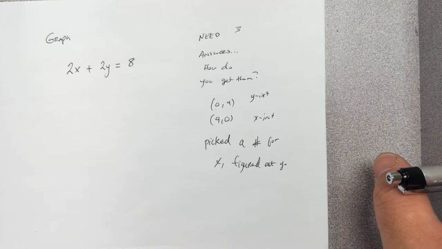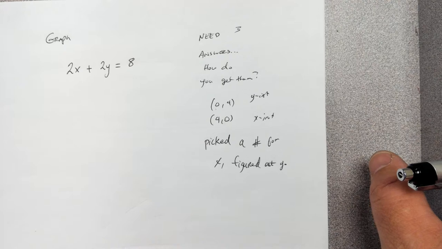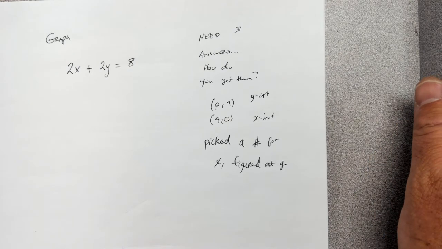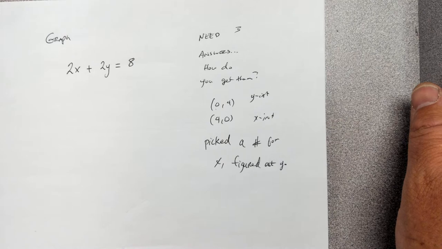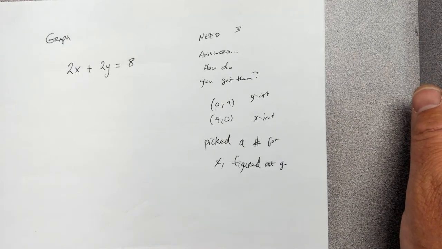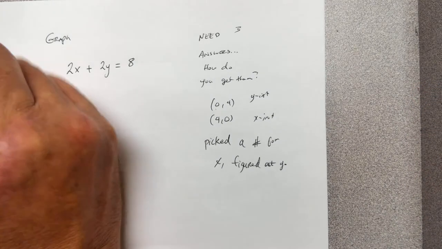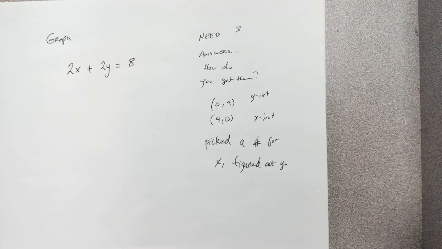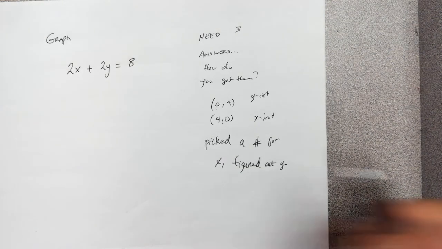That's it. You pick a number. You can pick your favorite number. Don't pick my favorite number, 27,292. Don't do that one. But just pick a small number, like 4 or 1 or 3, and then plug that in. So for example, let's say you picked 5. Let's say X is 5.